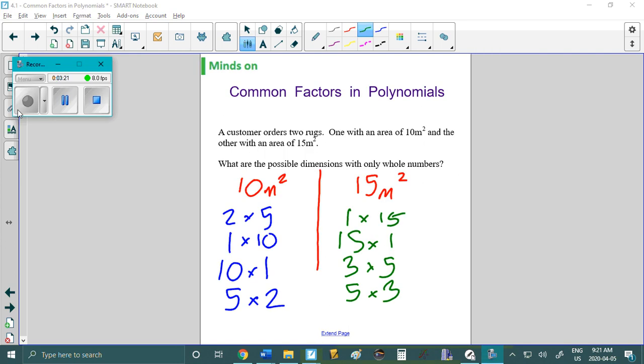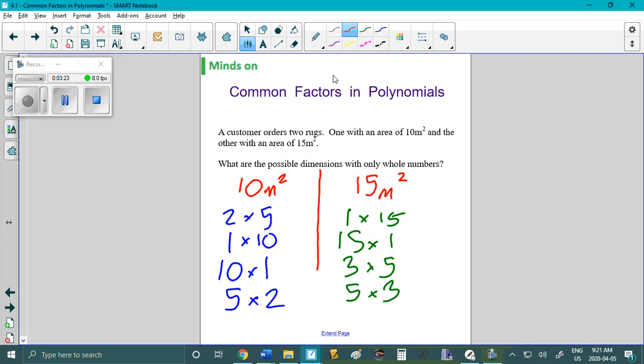Okay, so if you didn't pause, the answers just sort of showed up instantly there. That's something that we'll work on. So here are the options for the 10: 2 by 5, 1 by 10, 10 by 1, 5 by 2, and for the 15 square meters: 1 by 15, 15 by 1, 3 by 5, 5 by 3. You'll notice that switching the length and the width is obviously kind of the same rug, it would just be positioned differently, but keep in mind that there are a few answers to some of these problems.